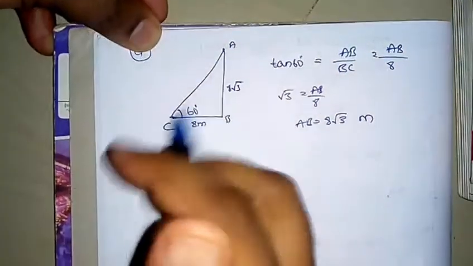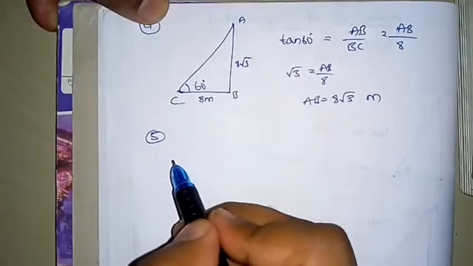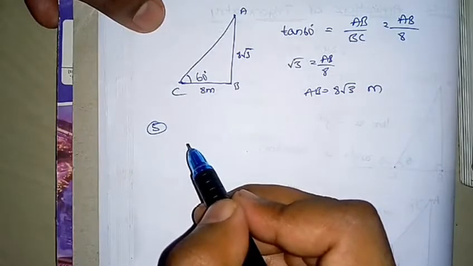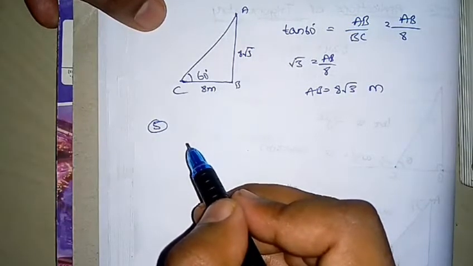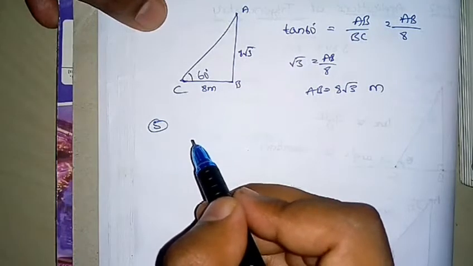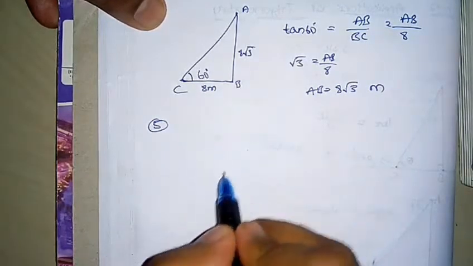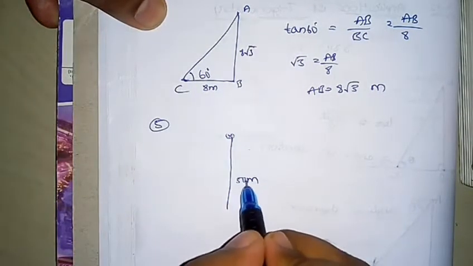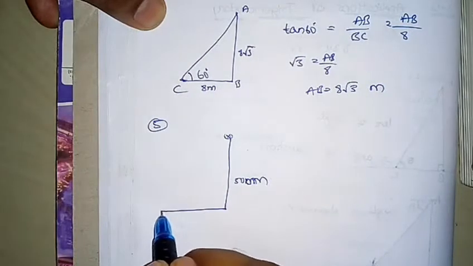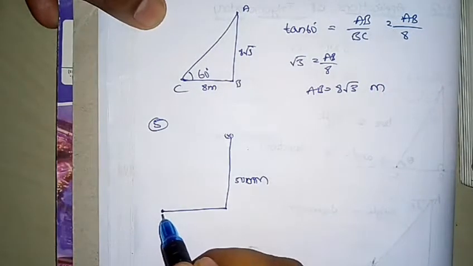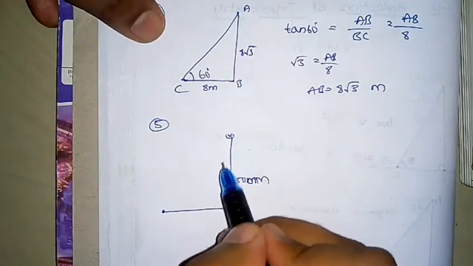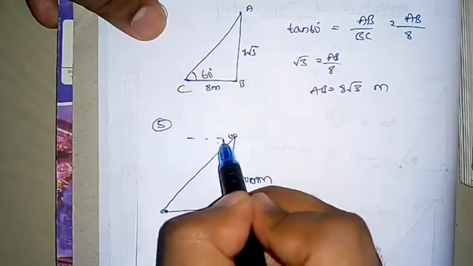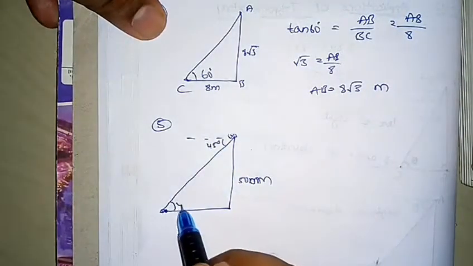Let's solve fifth question. Rajendra observes a person standing on the ground from a helicopter at an angle of depression of 45 degrees. If the helicopter flies at a height of 500 meters from the ground, what is the distance of the person from Rajendra? So you are given a helicopter is present here and it is 500 meters above the ground and there is a person standing here. You are viewing this person at an angle of depression of 45 degrees. This is 45, this will also be 45.